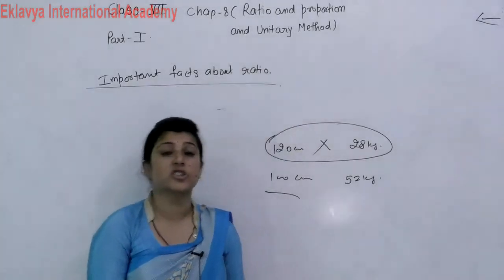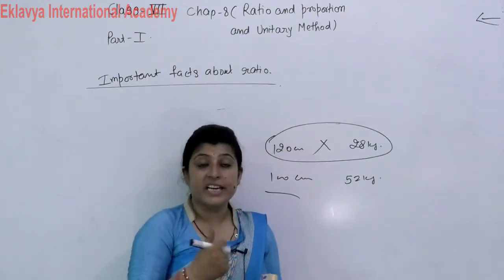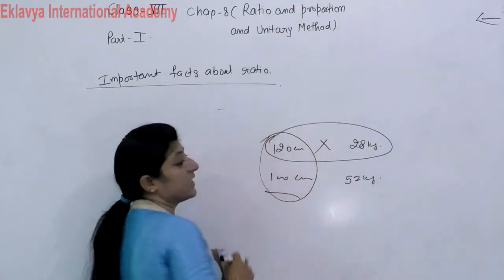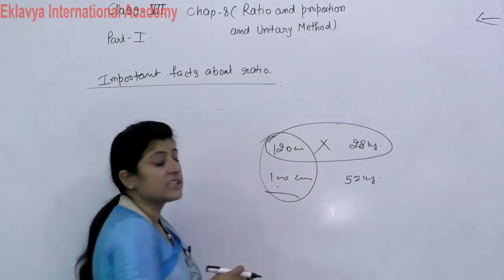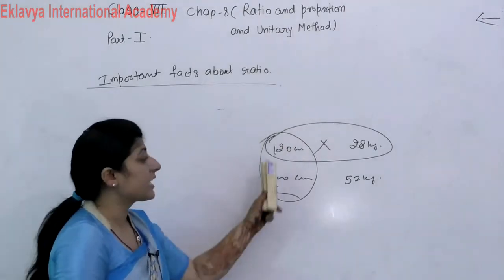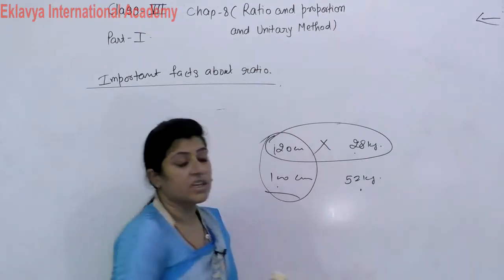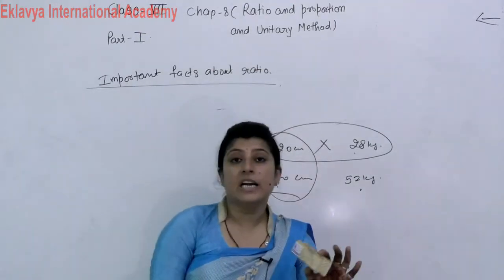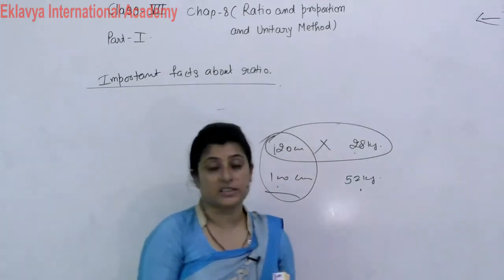We can't take the ratio between one height and one weight. We can take the ratio only between the same kind of things. It means the height of one person and the height of another person we can compare. The weight of one person and the weight of another person we can compare. So a ratio should be compared between only the same kind of things.